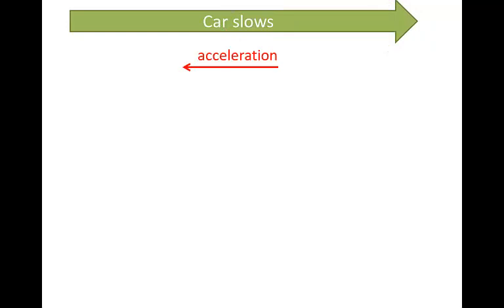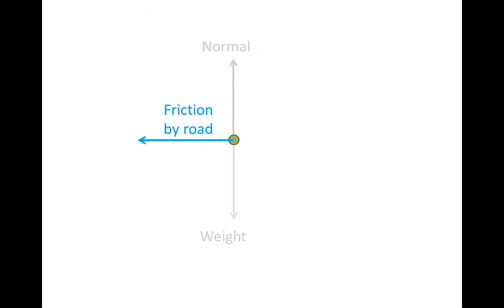Whenever a body slows, then we know that its acceleration is in the opposite direction to its motion. This car's motion is to the right. And since it's slowing, it must be accelerating in the opposite direction to its motion, in other words, to the left. That means that there must be a resultant force to the left.